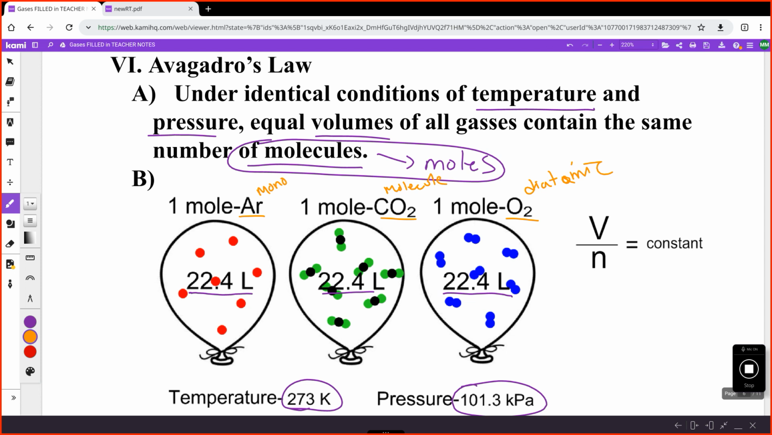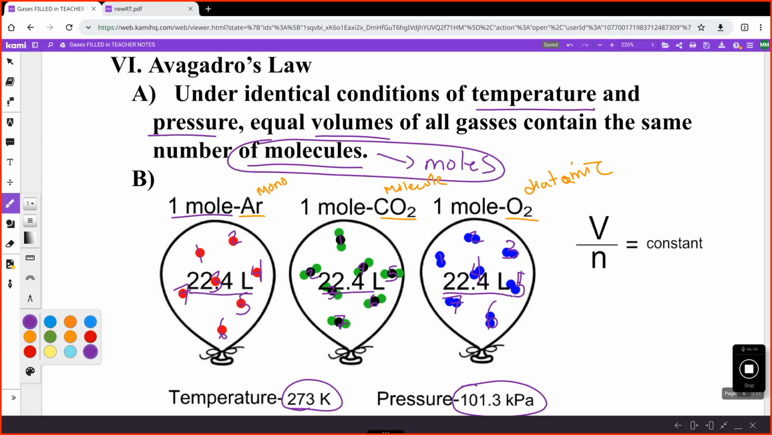So in this picture, I tried to highlight that for you and show that there are 1, 2, 3, 4, 5, 6, 7 molecules, or 1 mole, of argon, or 7 molecules of carbon dioxide, or 7 molecules of oxygen.